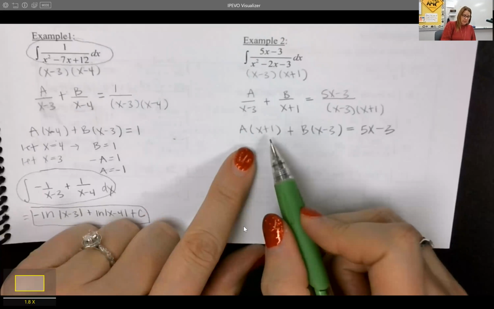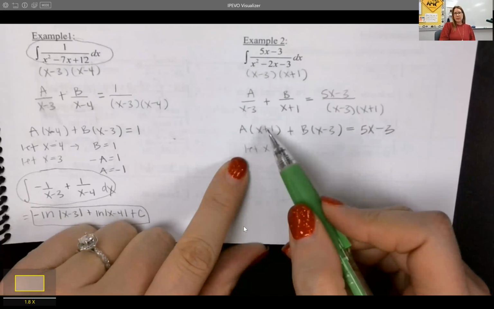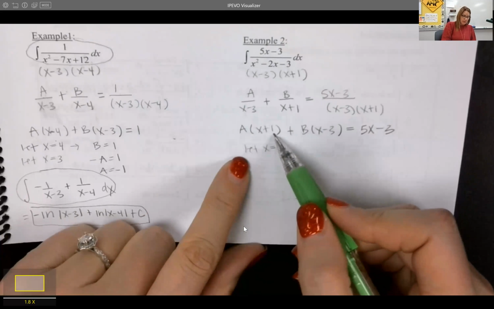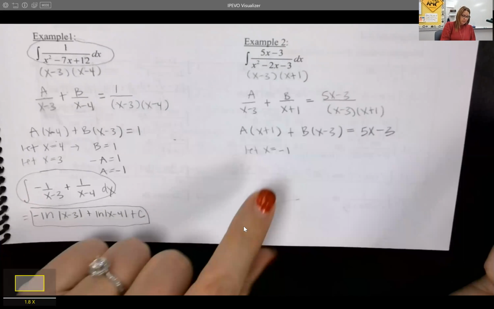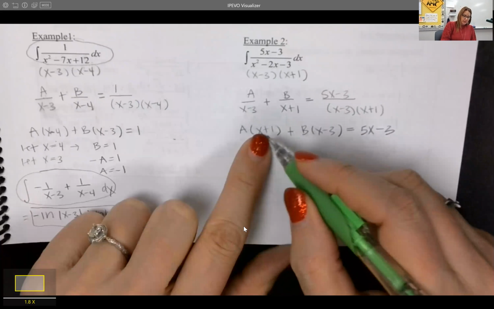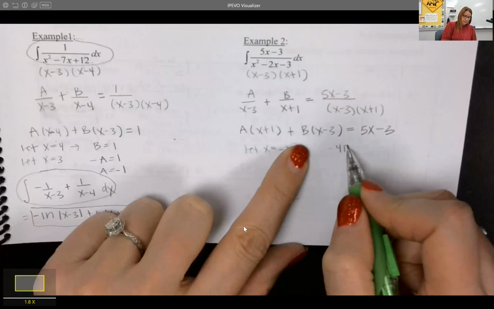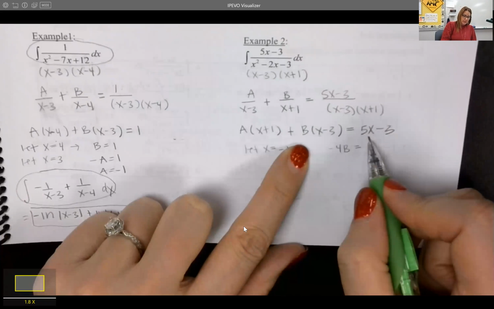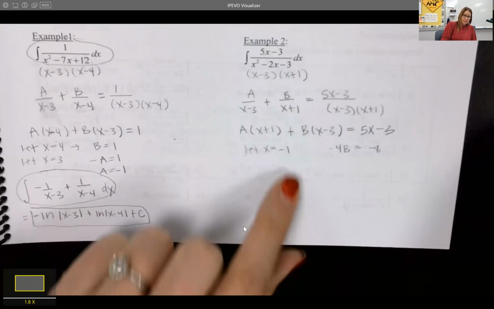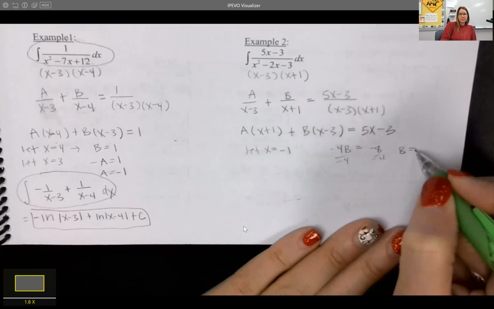So here, I'm going to let x equal something that will give me a 0 right here. So what would I plug in for this x so that when I do this number plus 1, I get 0? Hopefully you're thinking negative 1. Okay, we get negative 1. And so then I'm going to plug in negative 1. This will be 0. This is going to be negative 1 minus 3, so negative 4b. And then I plug negative 1 here. So negative 5 minus 3 is negative 8. Okay, when I solve for b, I get b is positive 2.